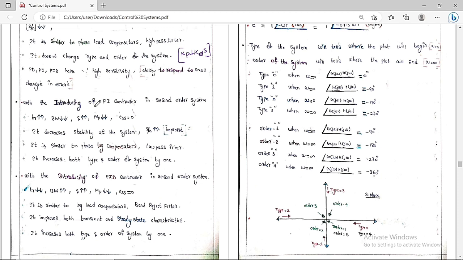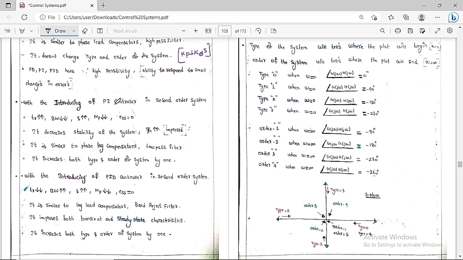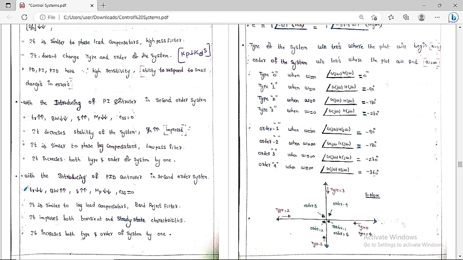By adding a pole to the overall transfer function, the stability will decrease because the root locus shifts toward the imaginary axis. Here also, in the case of PD, we always add zeros, so the stability of the system will increase. But with the help of integrators, we are going to add poles. So based on this, we can say the stability will decrease.